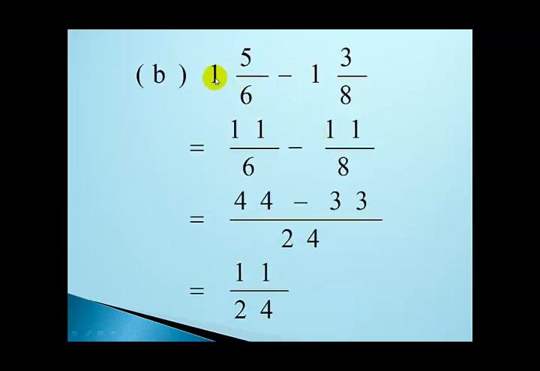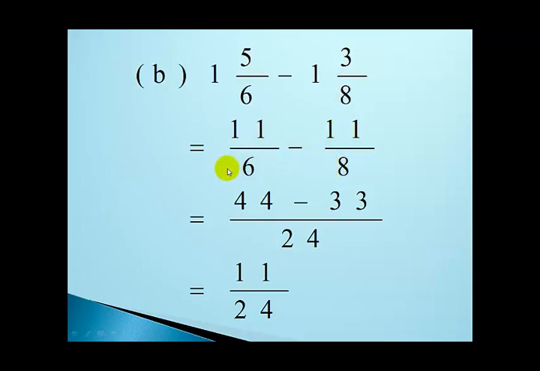Given 1 whole number 5 over 6 minus 1 whole number 3 over 8, we also convert all the mixed fractions to improper. Now 6 times 1 is 6, and 6 plus 5 equals 11. So we have 11 over 6. Minus 8 times 1 equals 8, and 8 plus 3 is equal to 11. So we have 11 divided by the denominator, that is 8. Now 11 over 6 minus 11 over 8.